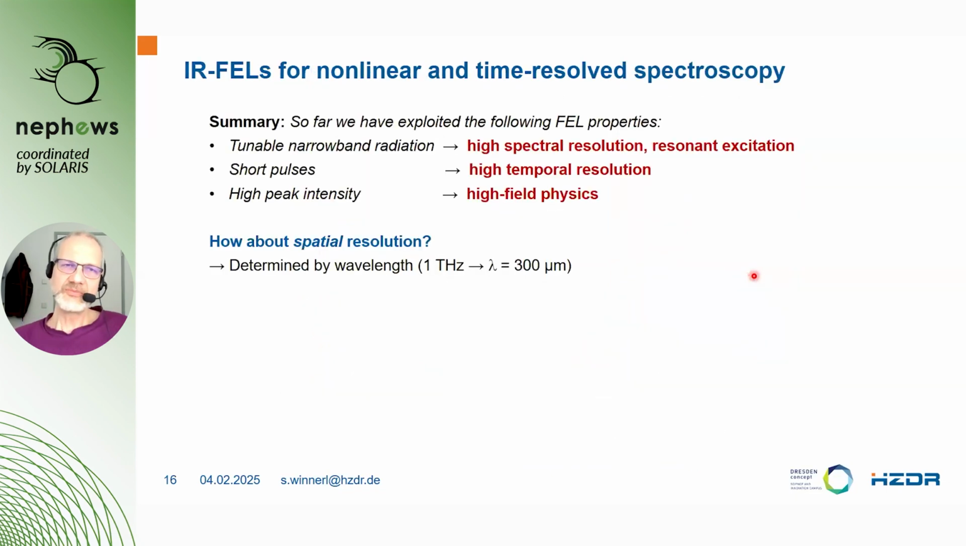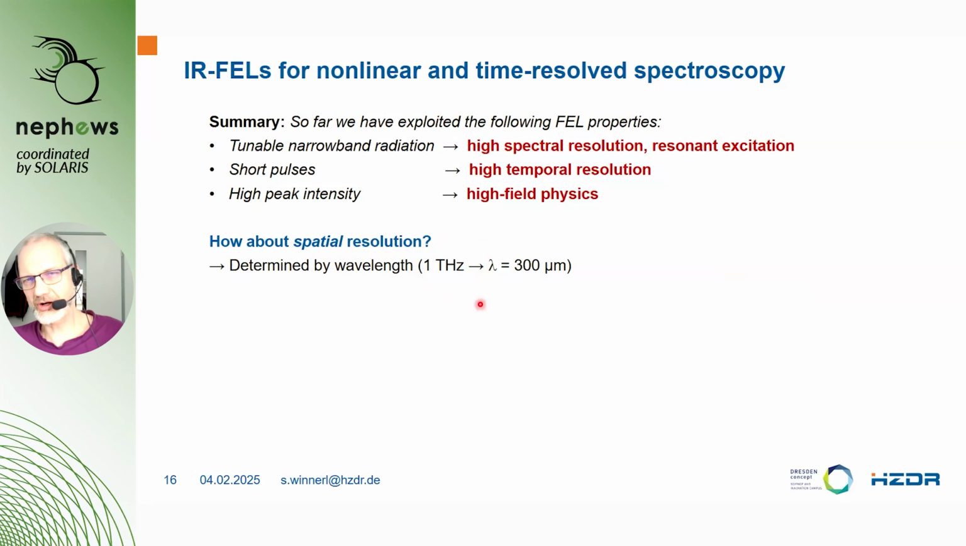Okay, so let's summarize what we have seen so far. We have a tunable narrowband radiation that is very good for high spectral resolution and resonant excitation. The short pulses give us high temporal resolution, and the high intensities allow us to do high field physics, so nonlinear physics beyond the perturbative limit. But how about spatial resolution?